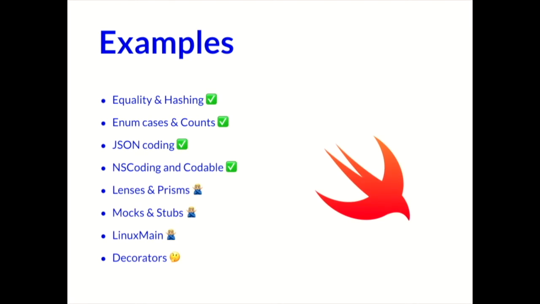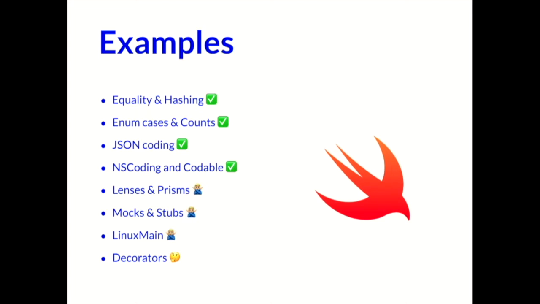And fortunately for us, we get a few of these for free in Swift. So over the years, we've been fortunate that Swift has added support for some of these code generation tools straight into the language. So now we don't have to implement equality and hashing for naive cases. We don't have to implement enum cases and counts and iterating. We have things like CaseIterable for that. JSON coding, we now have access to Encodable, Decodable, and Codable. But there's a few things that we don't get. We don't get lenses and prisms. We don't get mocks and stubs. Linux main, so in the context of Linux development in Swift, you would use a Linux main file.